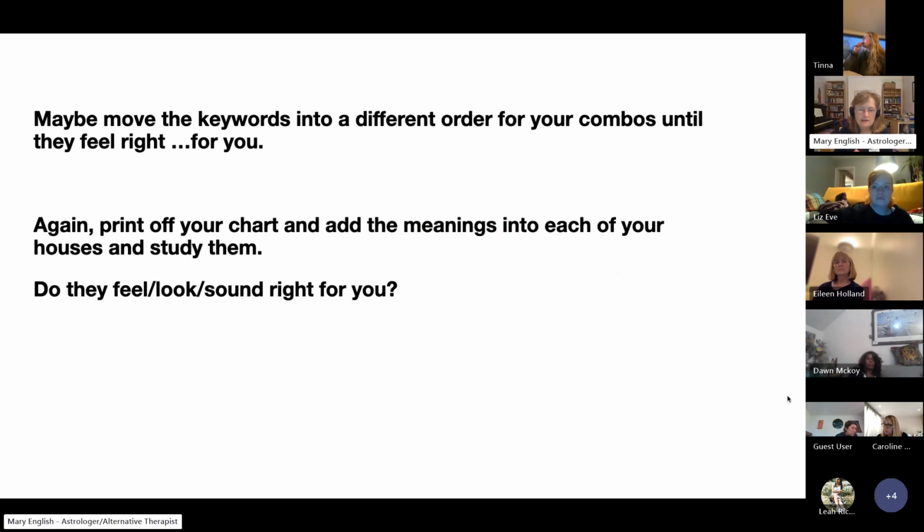So maybe move your keywords around into a different order for your combos until they feel right for you. And again, print off your chart and add the meanings into each of your houses and study them. Do they feel, look, sound right for you?